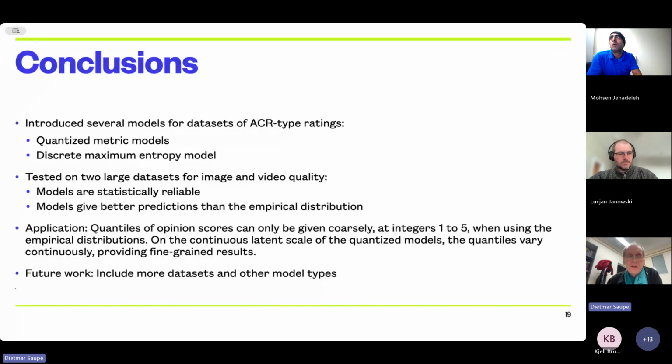So an application might be, for example, if you want to predict quantiles of opinion scores. If you have it in the ACR scale, then from the empirical data you can only read off what's happening at integers 1, 2, 3, 4, or 5. But now we have this continuous curve underneath, at least for the quantized metric models, and then we can say, well, what is the quantile of participants who would rate this on the MOS scale with 4.1 or better instead of just 4 or better, right? So this is an application.